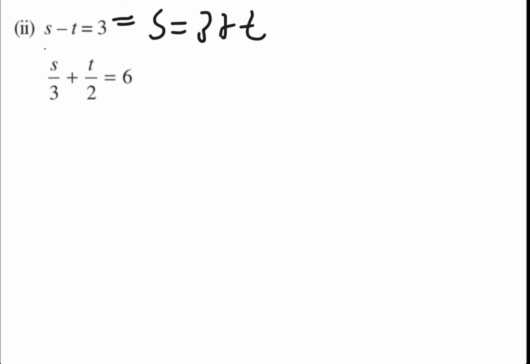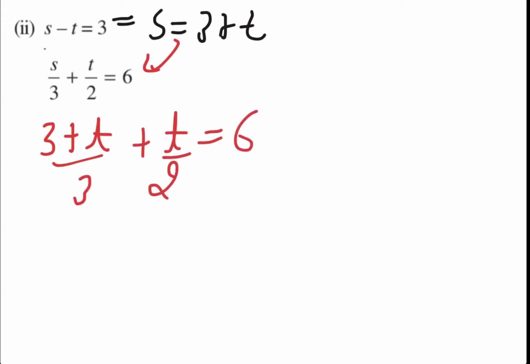Now what I have to do is substitution. Step number 2, I have to put this value of 3 plus t here in place of s, and I'll get an equation in terms of t. I'll solve it. That means s by 3 plus t by 2 becomes (3 plus t) by 3 plus t by 2 is equal to 6. Okay, that's what I can get.